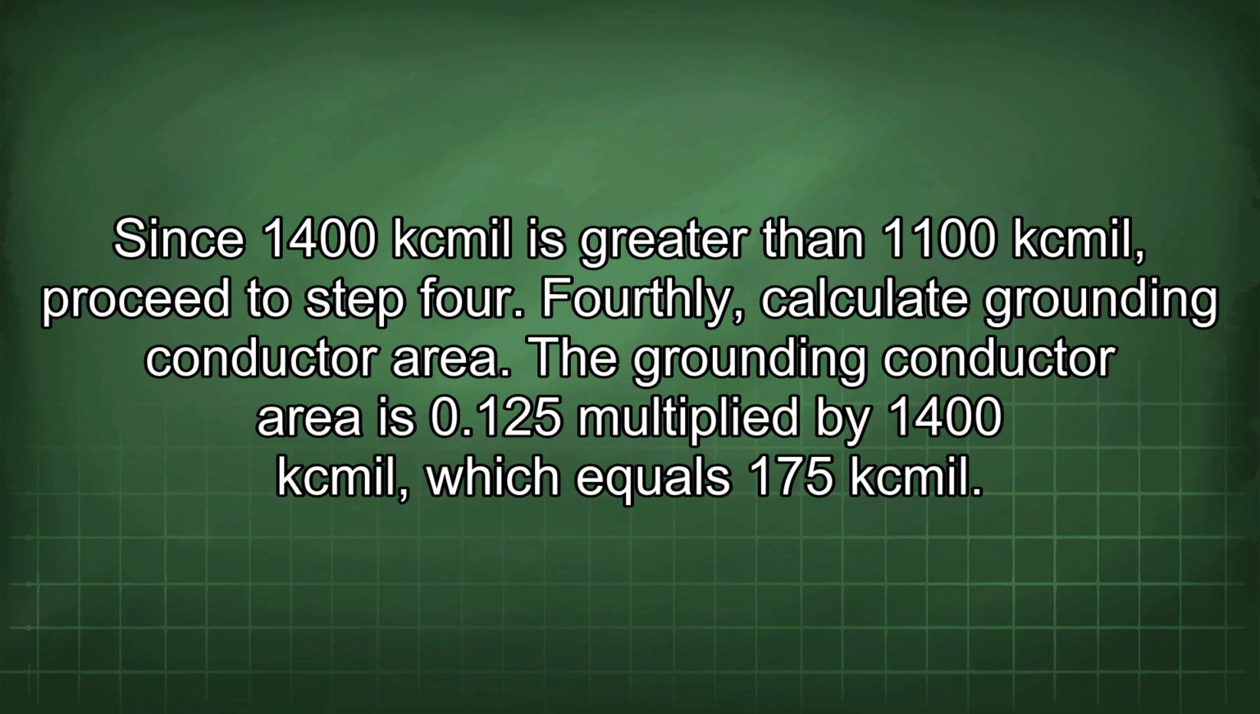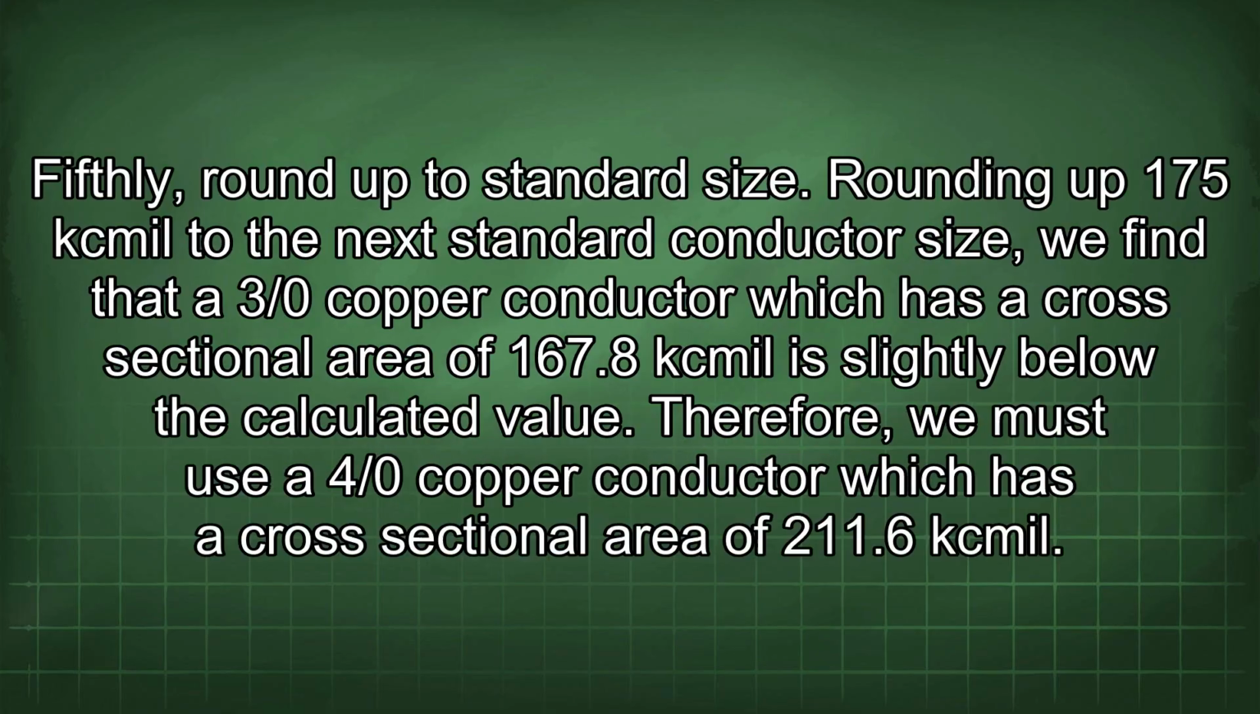Since 1400 kcmil is greater than 1100 kcmil, proceed to step 4. Fourthly, calculate grounding conductor area. The grounding conductor area is 0.125 multiplied by 1400 kcmil, which equals 175 kcmil. Fifthly, round up to standard size.